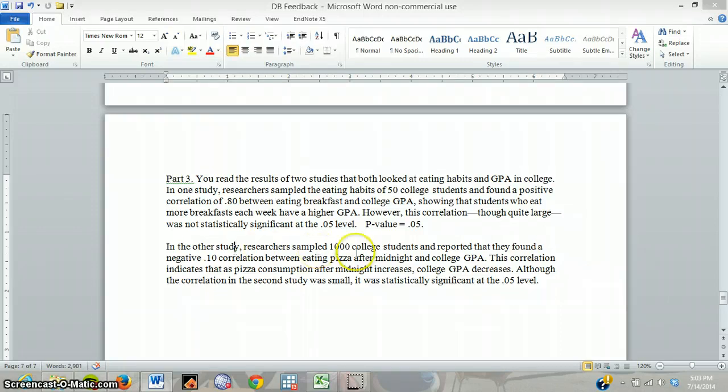So if a p-value here was 0.6, that means that for the relationship we found between eating breakfast and college GPA, there's a 60% chance that that relationship was by chance alone. Or if a p-value is 0.01, that means there's only a 1% chance that that was shown by chance alone, and the relationship we found was more likely to be true.